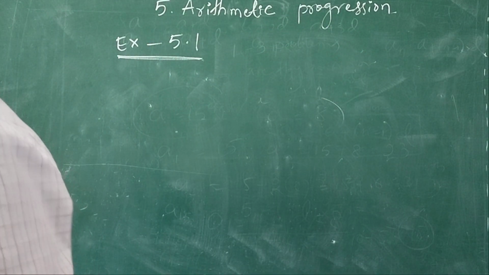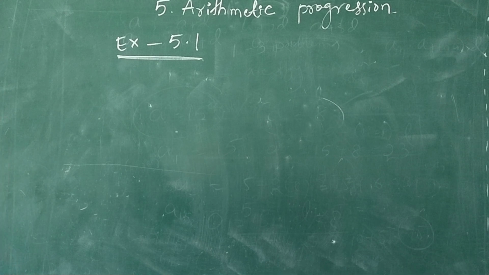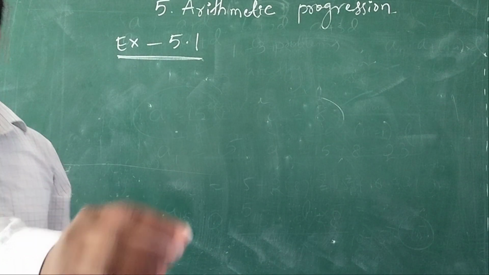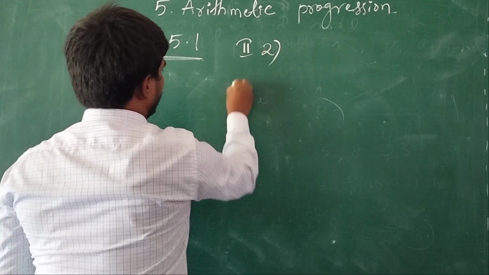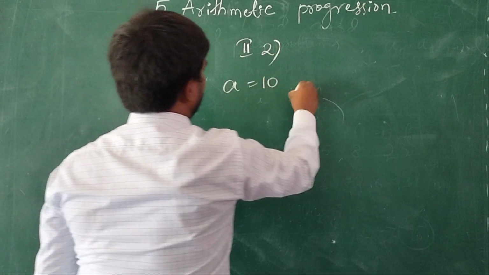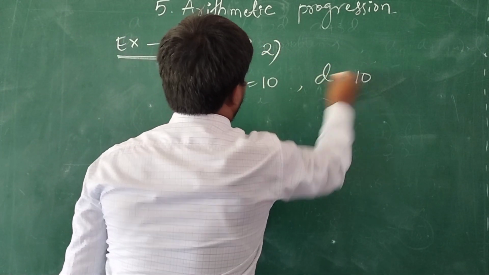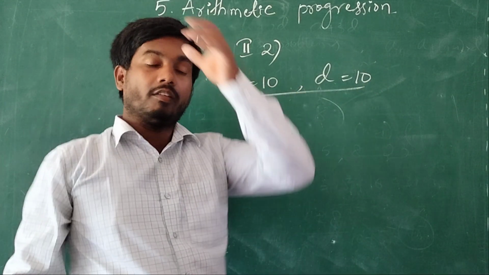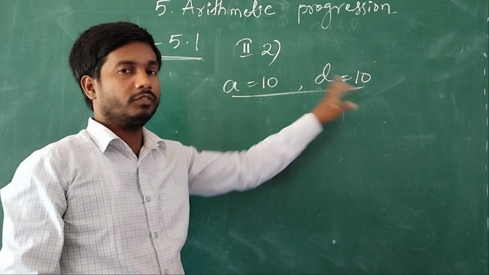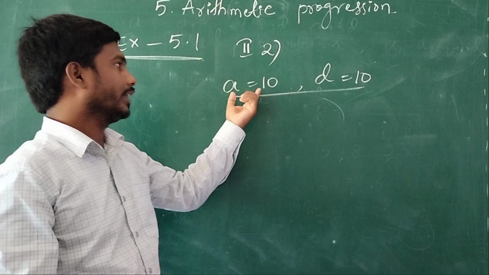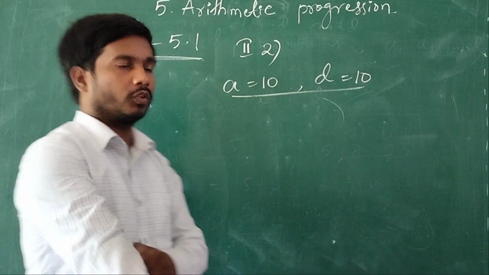Now coming to the second bit. Simple. Write the first 4 terms. He gave A is equal to 10 and D is equal to 10. He is asking us to find the first 4 terms in this series. Here he gave A and D, so find the first 4 terms.